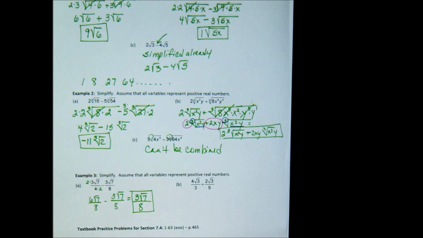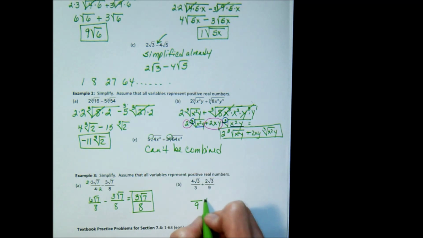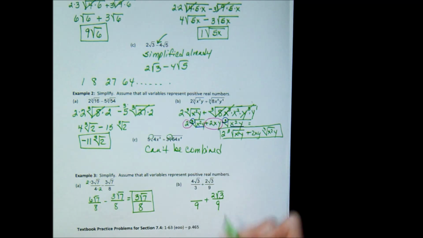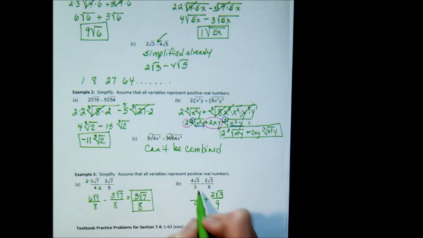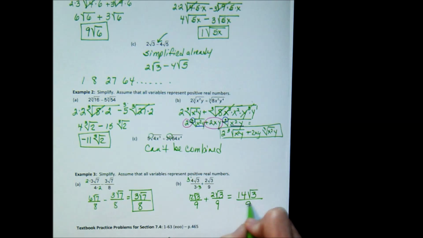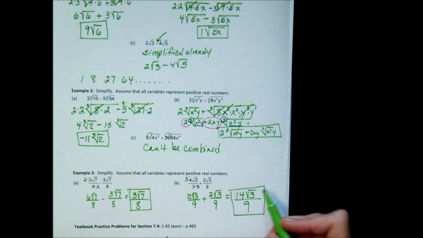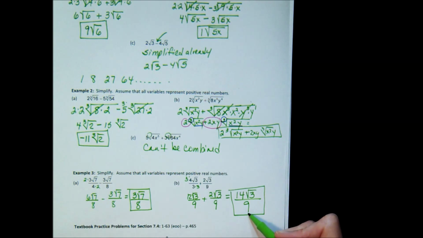Just adding one more layer with the fractions. In part B, my LCD is going to be 9. Again, my second fraction is already in that form. What do we do to 3 to get 9? Times 3, so it's 12 radical 3. So I have 12 radical 3's plus 2 radical 3 is 14 radical 3, and it is still over 9. And I can't simplify this because there's nothing that goes into 14 and 9. Please be cautioned. You can't cross cancel a number outside of a radical with a number inside of a radical. This isn't really a 3. It's a square root of 3, and that doesn't cancel with 9.